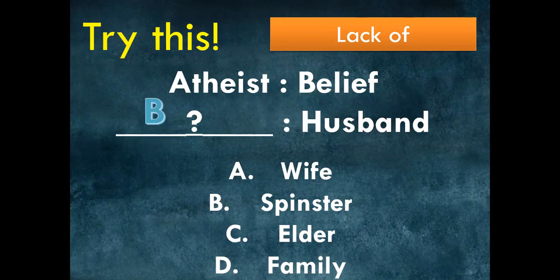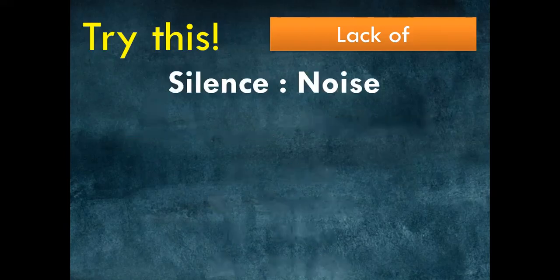If you are a spinster, you lack a husband, right? So the correct answer is not wife; wife and husband would be opposite. Spinster is a lack of, and the relationship I'm looking for is lack of. So if you are a spinster, you don't have a husband. Another one. Silence is a lack of, or the absence of, noise.